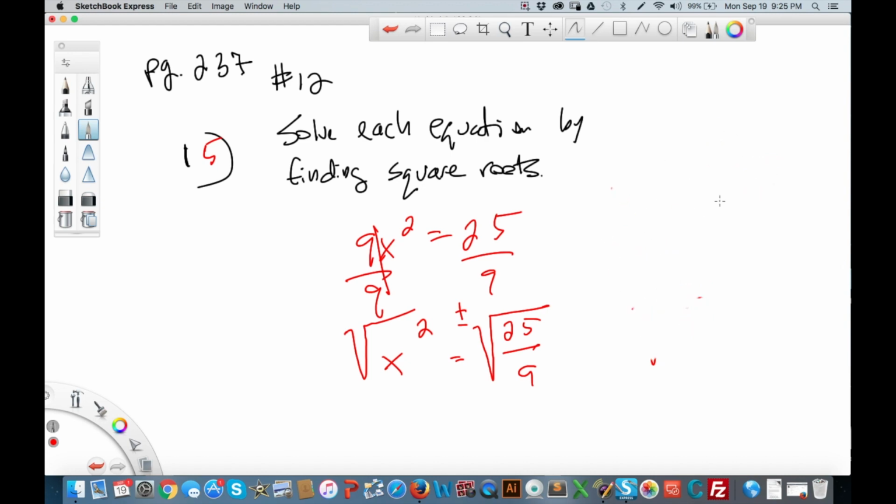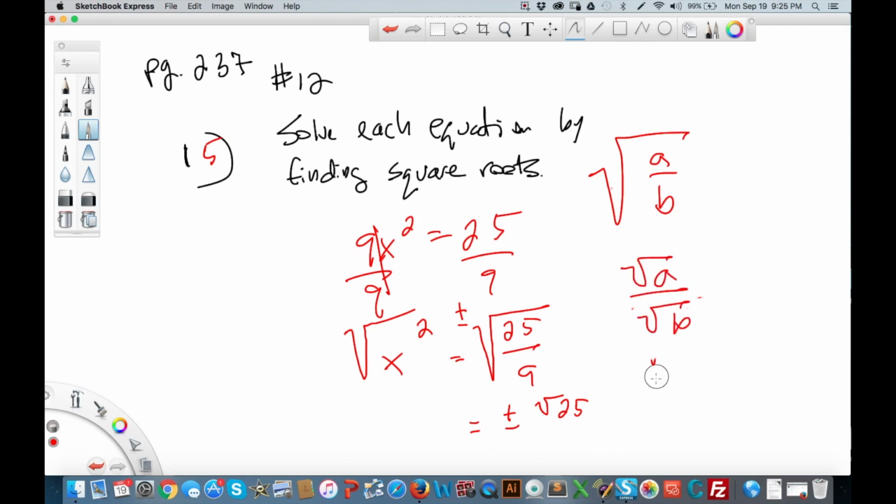But you can rewrite it. When you have a root over a whole fraction, that's the same exact thing as splitting it up. So it's the square root of 25. Look, if you have the square root of a over b, you can split that root up. That's just the square root of a over the square root of b. So that is the same exact thing as that.